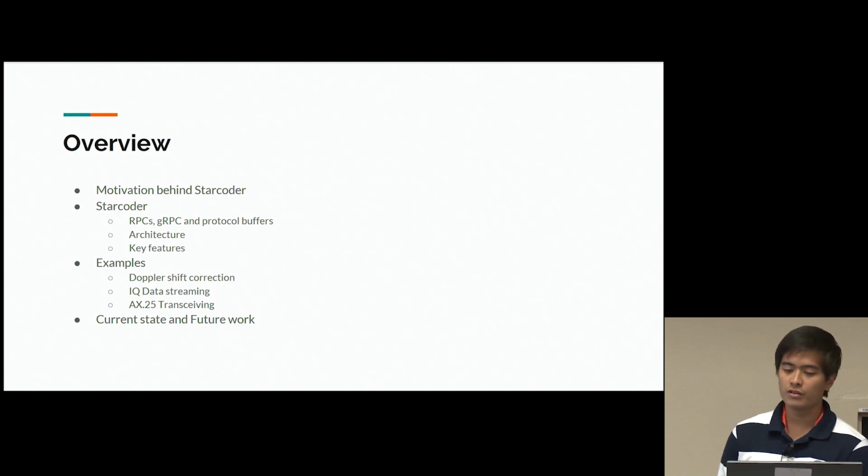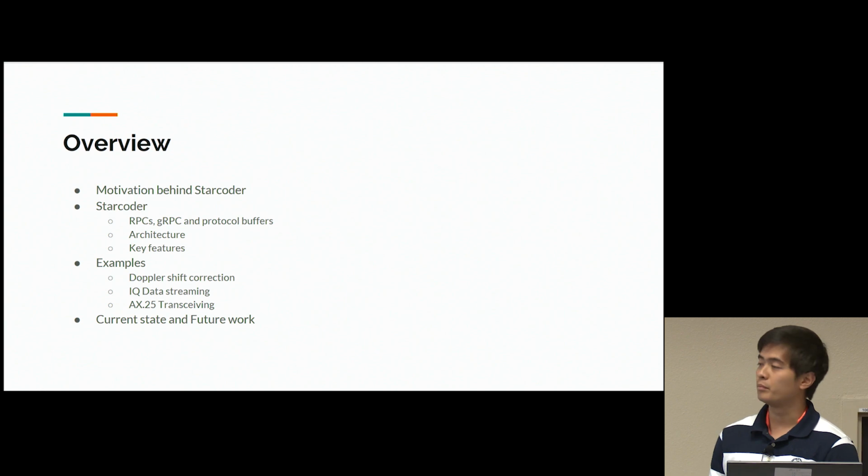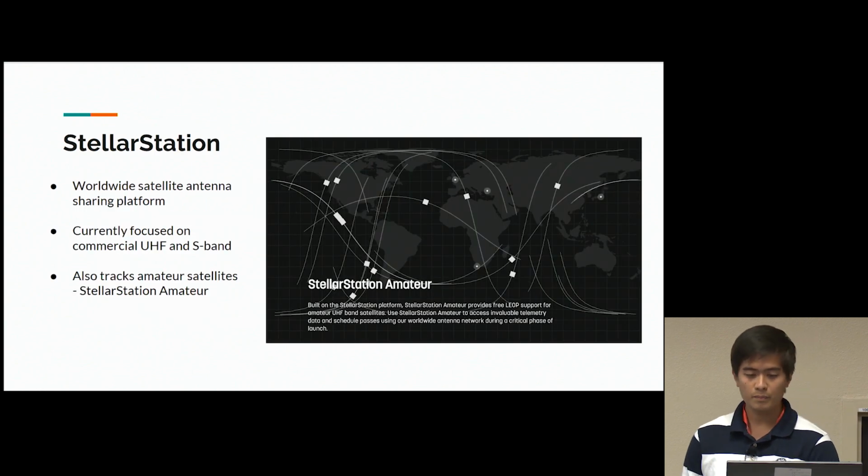So here's a quick overview of this talk. I'll begin by explaining a little bit about what we do at Infostellar and how we came to need Starcoder. Then I'll actually talk about Starcoder, beginning with a brief explanation on RPCs, gRPC, and protocol buffers. I'll talk about the architecture and the key features. Then we'll move on to some real-life examples of how Infostellar uses Starcoder's features. And finally, I'll talk about the current state and a short roadmap for future work.